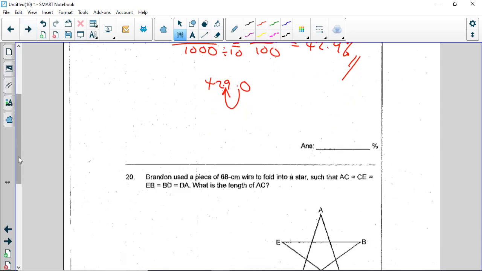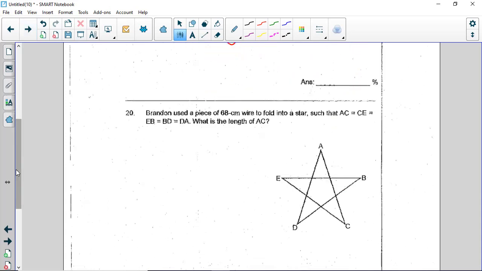Okay, question number 20, also very easy. It looks complicated, but actually it's very easy. Brandon used a piece of wire. And by the way, why is it easy? Because it's question 20, and question 20 is only 1 mark. So 1 mark is usually very easy, even though it looks very hard. Now, AC equal to CE equal to EB equal to BD equal to DA. What does that mean? All the lines are equal. All the lines that form the star, they are equal.